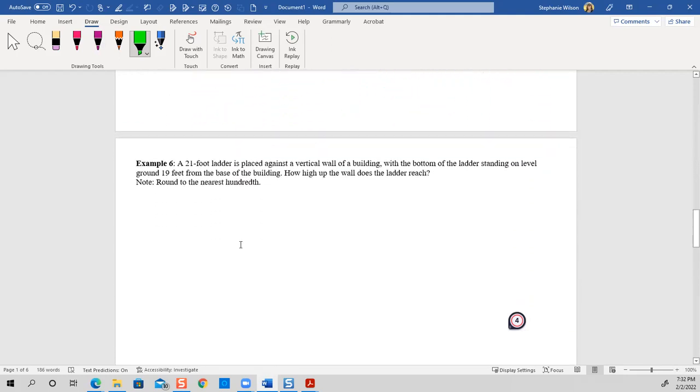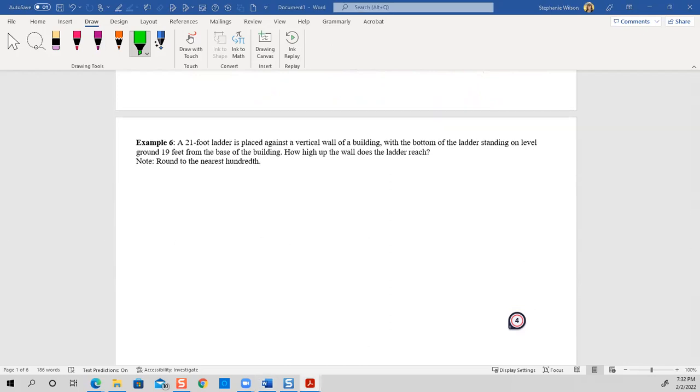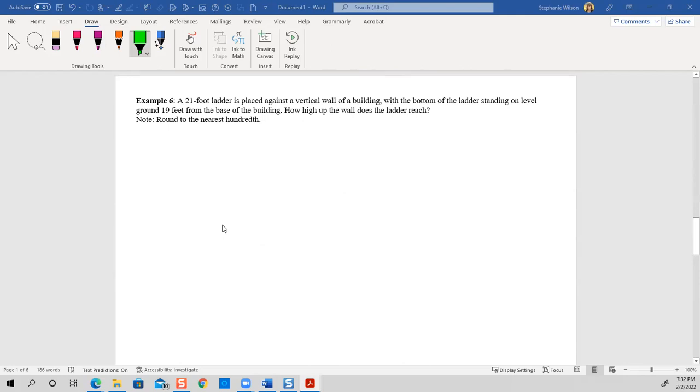All right, let's do number 6. Number 6 says that we have a 21-foot ladder placed against a vertical wall of a building, with the bottom of the ladder standing on level ground 19 feet from the base of the building. How high up the wall does the ladder reach? Round to the nearest hundredth.